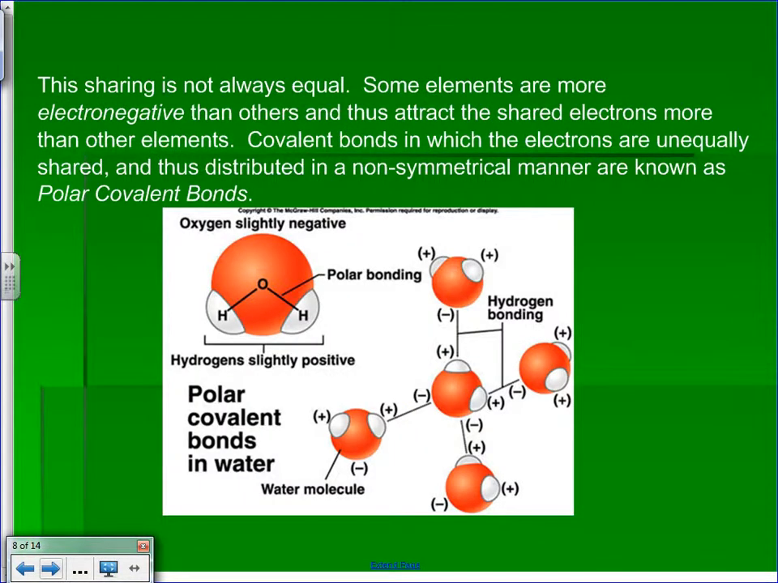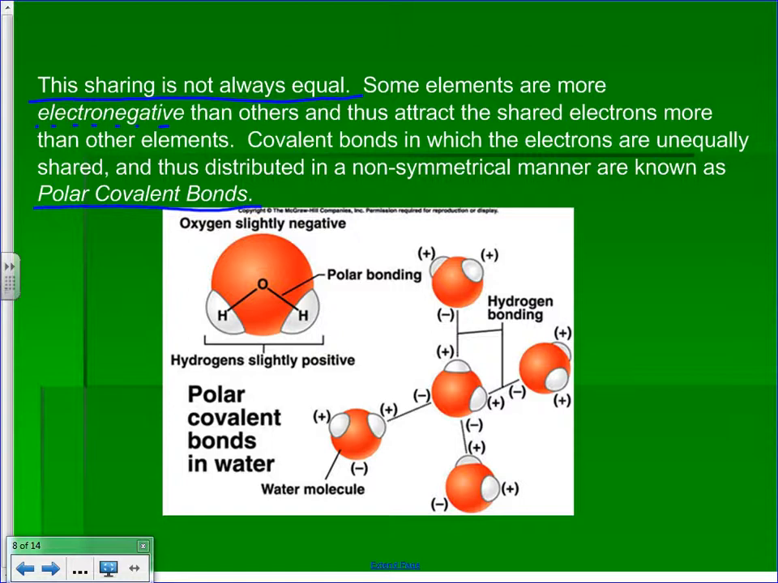So the sharing's not equal. That's kind of the big thing we have to know about a polar molecule. It's polar because the electrons are not shared equally, and that's what this electronegativity means. So covalent bonds, the ones where they're sharing electrons, in which electrons are unequally shared, are called polar covalent bonds.